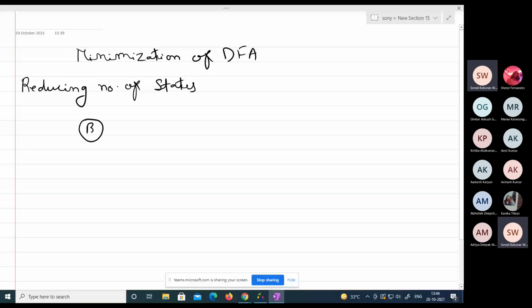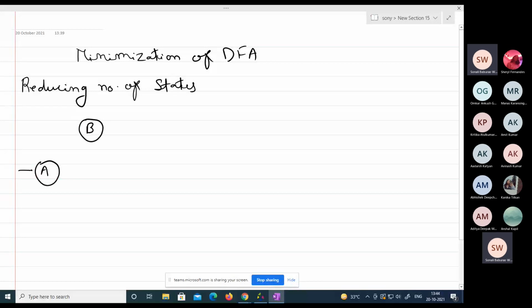Suppose this is the state diagram over here. Consider this as a DFA. This is a DFA which is given to you. I'm having the states A, B, C, D, and one final state as E. This is my DFA.